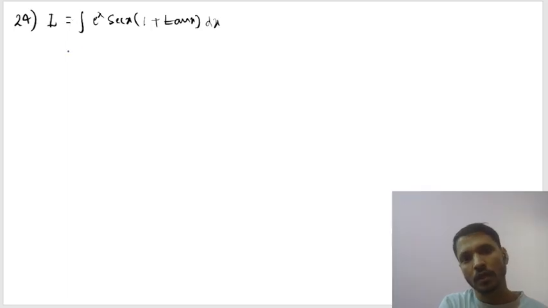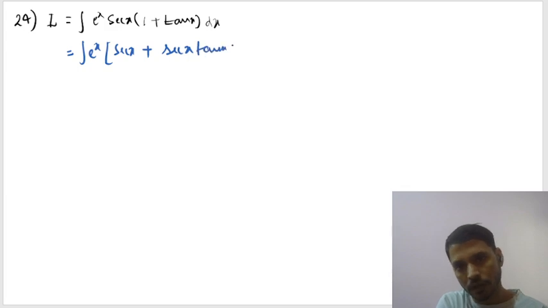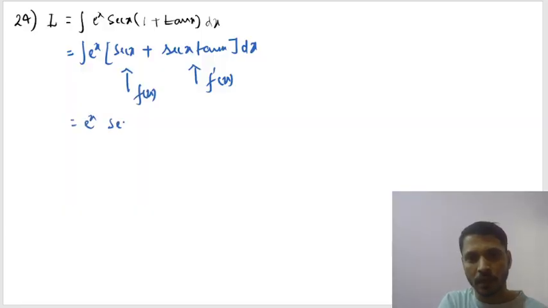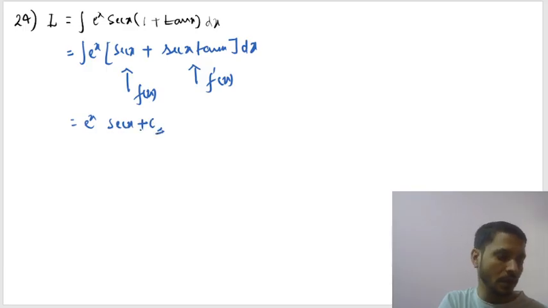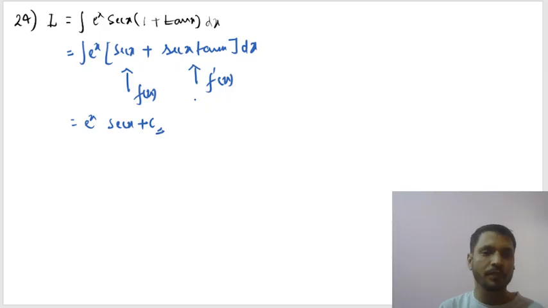Here we can simplify it a little bit. We can write e to the power x, inside that it is secant x plus secant x into tan x. Or we can say tan x into secant x into dx. If you consider this as your f of x, then its derivative is f dash of x. That means the answer will be e to the power x into f of x, that means secant x, plus c. So this is the answer. And this is the last question of this exercise. So we have completed the by parts integration concept exercise.